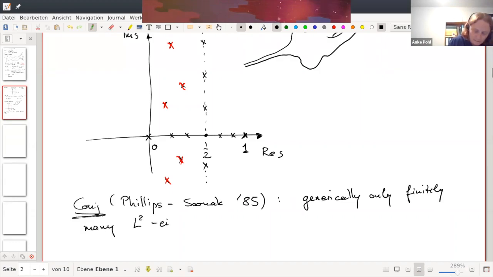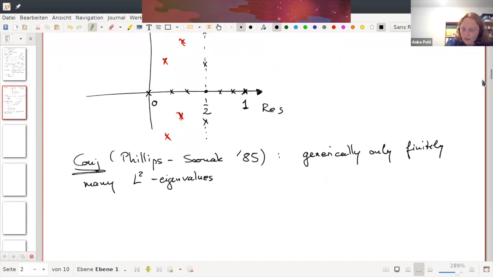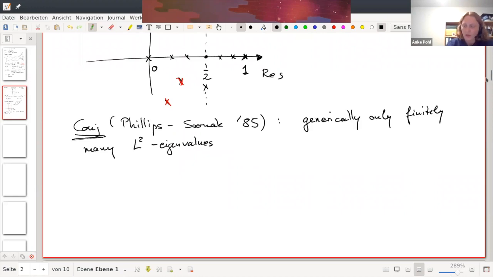L2 eigenvalues. And so if you think about a compact surface and you try to deform it into a non-compact one, just by pulling it to infinity, some of this information of having these many L2 eigenvalues should be somewhere. And this is the reason why one relaxes the question here a bit. And instead of looking at L2 eigenvalues, one looks at a more general object. And these are called resonances. So let me first write a formula.